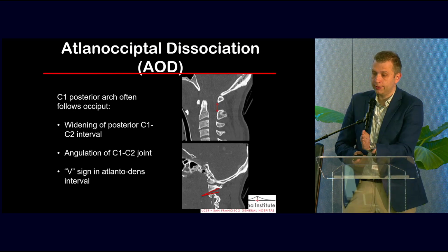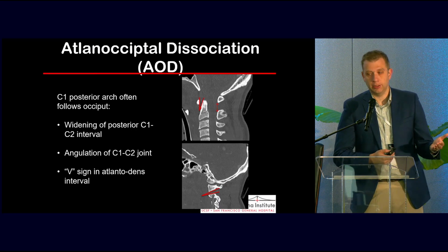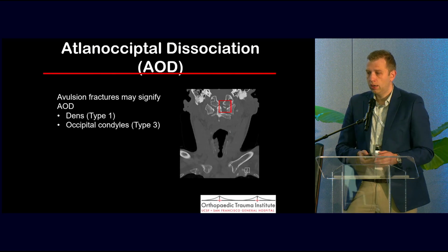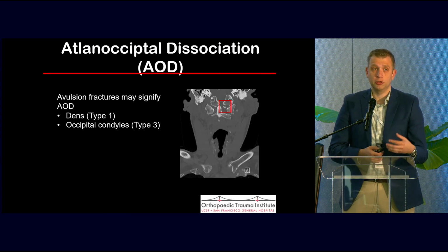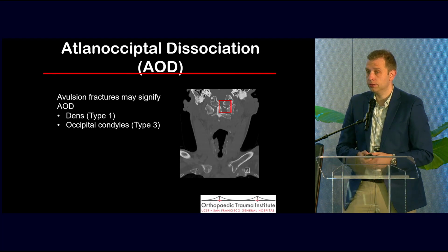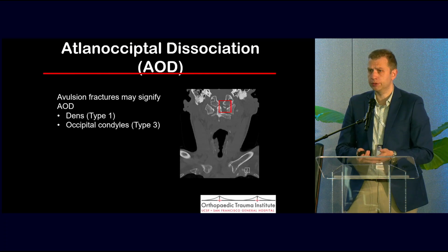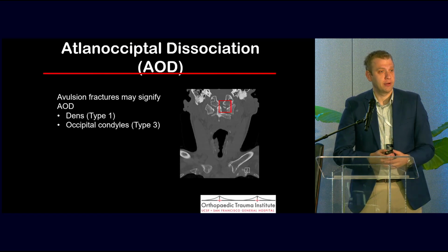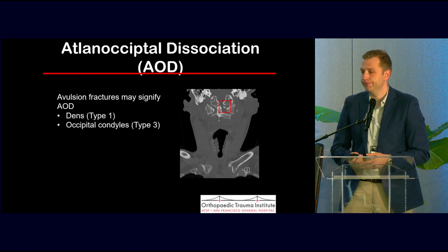And you also have a V sign and the atlanto-dens interval, and all these are soft signs that, if you see them, raise my suspicion that there may be something going on in the upper cervical spine. Avulsion fractures, either of a type 1 dens or occipital condyle fractures, which are usually stable and non-operative, could also signify an occipital cervical dissociation. So whenever we see these injury patterns, we just want to rule out occipital cervical dissociation. It's almost like an L5 transverse process fracture in the setting of a pelvic ring injury, where the transverse process fracture isn't so meaningful, but it indicates a greater injury.